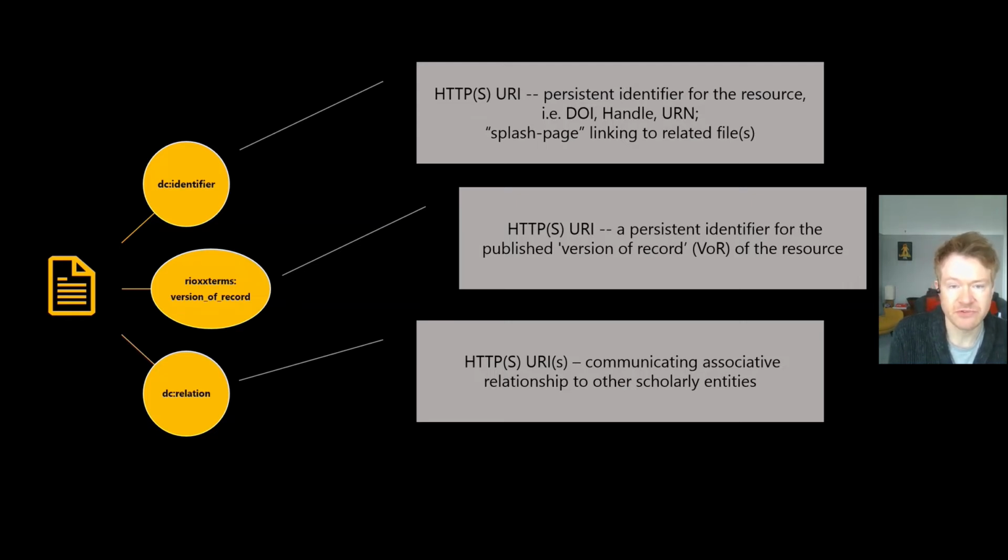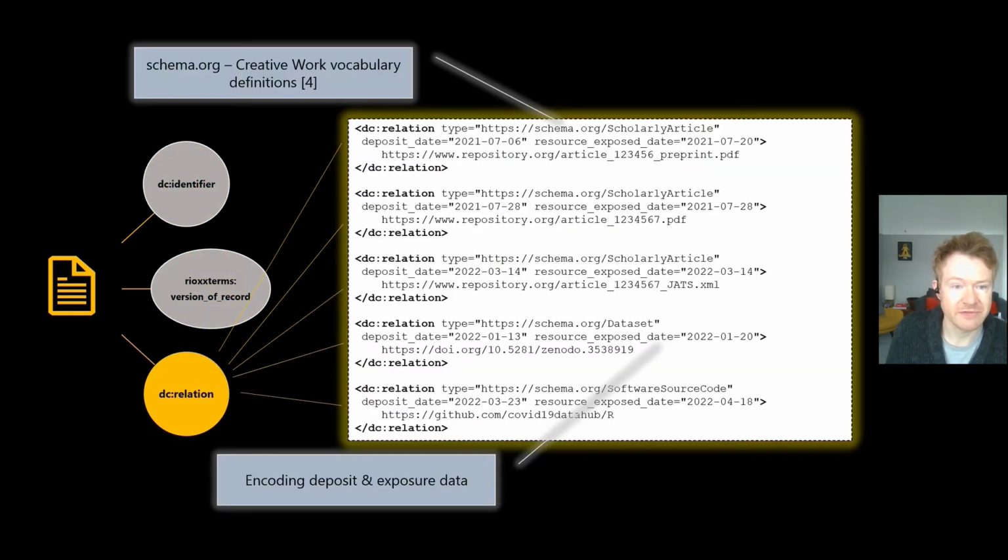We have the DC identifier pointing to the splash page on the repository. We have a URI pointing to the version of record typically published by the scholarly publisher. And then we have DC relation, where in Rioxx we're communicating the associative relationships to other scholarly entities. And here we see an example of that within Rioxx version 3, that we're communicating not only these relations using the creative work vocabulary defined in schema.org, but also different expressions of the same scholarly work.